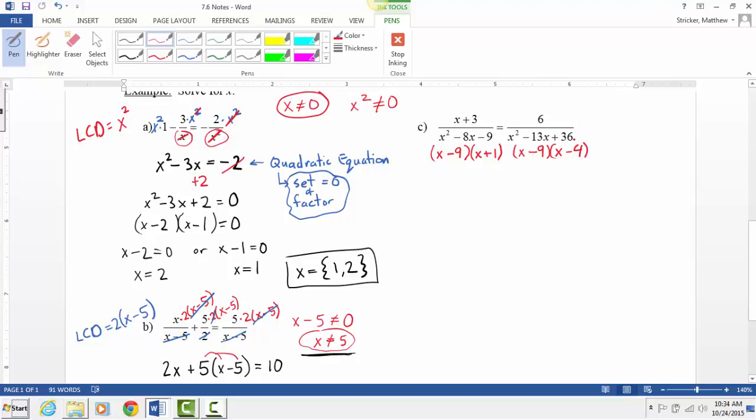Now looking at that, look at those denominators. Do they have anything in common? Well, they both have x minus 9s, but this one has an x plus 1 and this one has an x minus 4. So our least common denominator for this example is actually going to be x minus 9, x minus 4, because that will cancel the right denominator. And if I multiply this side of the equation by that, I got to multiply this side of the equation by that. I got to multiply by x minus 9, x minus 4.